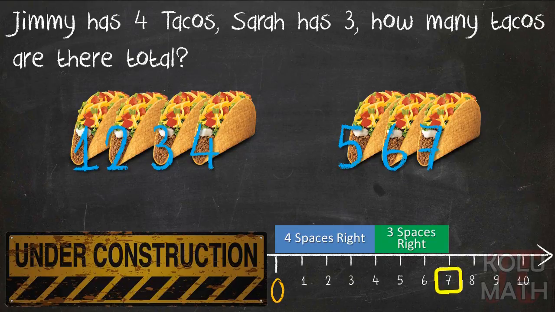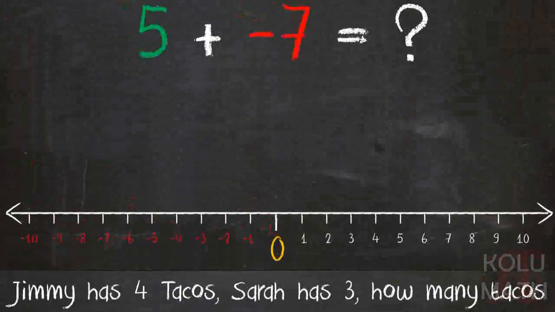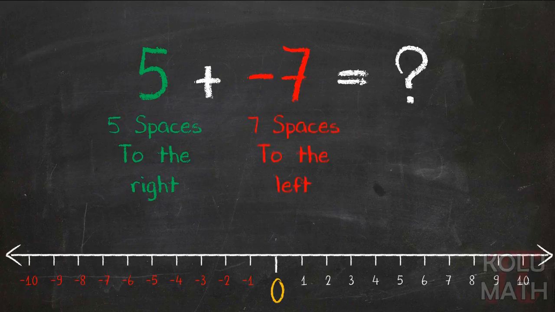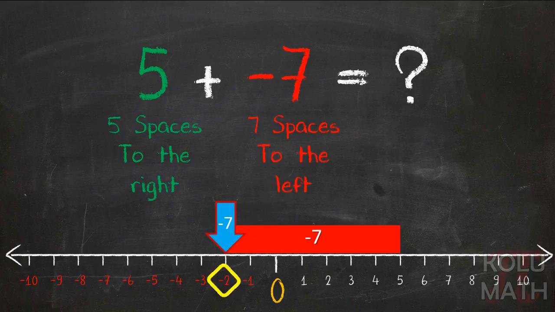So maybe this is a lot easier if we think about the integers as numbers of spaces to move the pointer and what direction they move in. So if we go back to our example here, we can think of 5 spaces to the right, and we know that -7 is 7 spaces to the left. Well, all we've got to do is move 5 spaces to the right, and then we move 7 spaces to the left. That gives us our answer, in this case, -2.